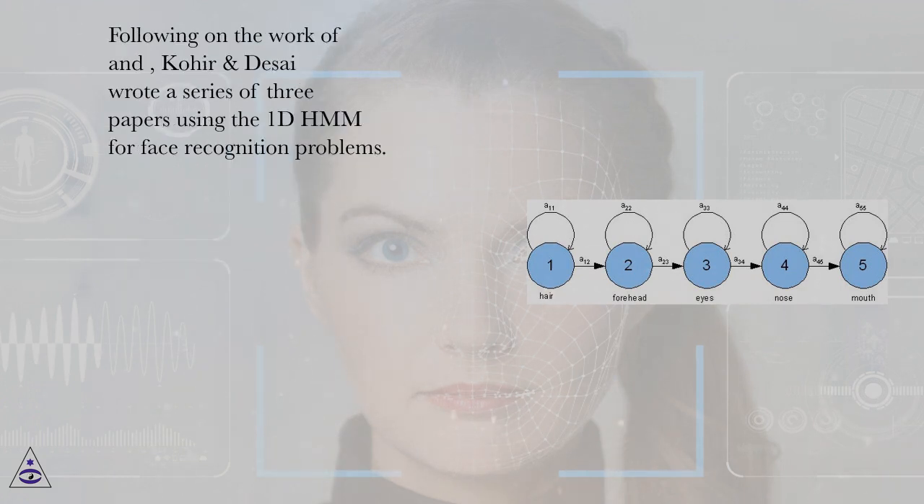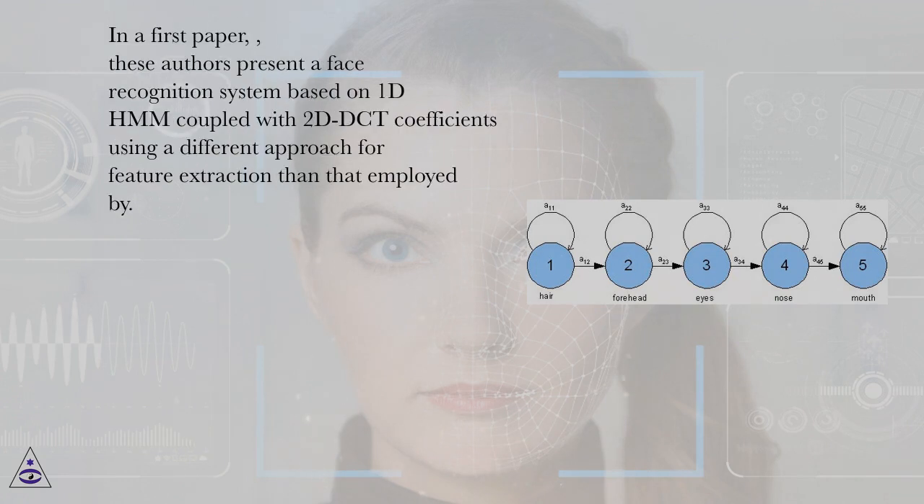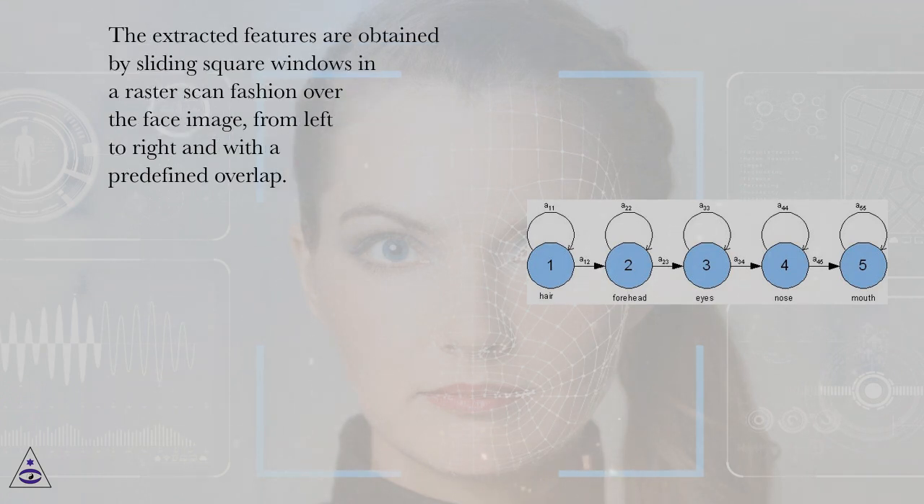Following on the work of Kaur, Desai wrote a series of 3 papers using the 1DHMM for face recognition problems. In a first paper, these authors present a face recognition system based on 1DHMM coupled with 2D DCT coefficients, using a different approach for feature extraction than that employed by earlier work. The extracted features are obtained by sliding square windows in a raster scan fashion over the face image, from left to right and with a predefined overlap.